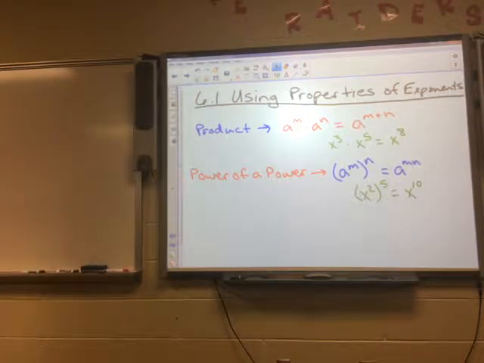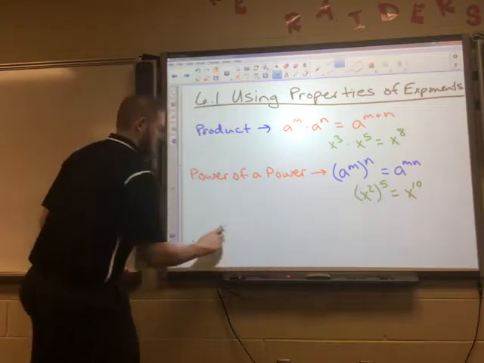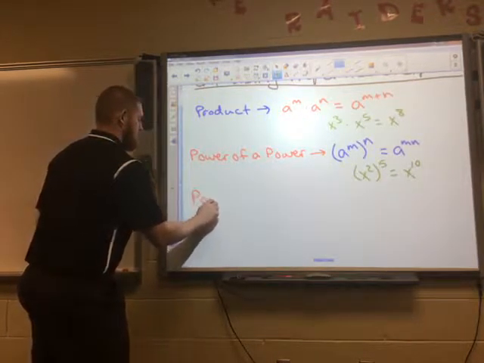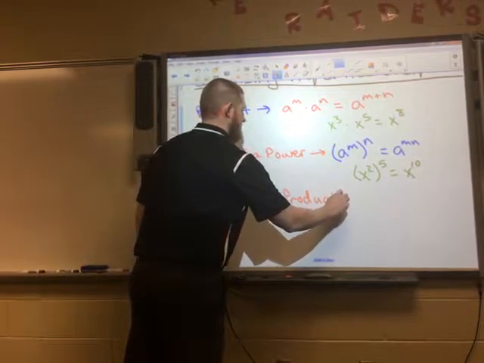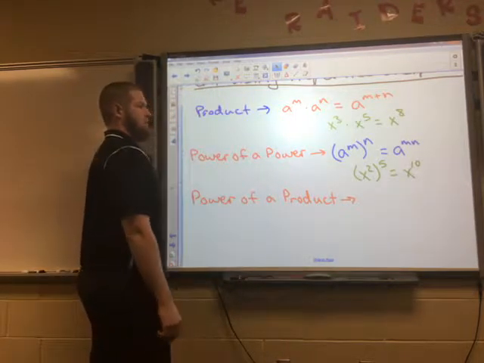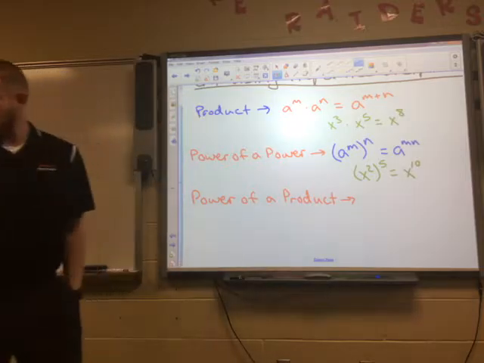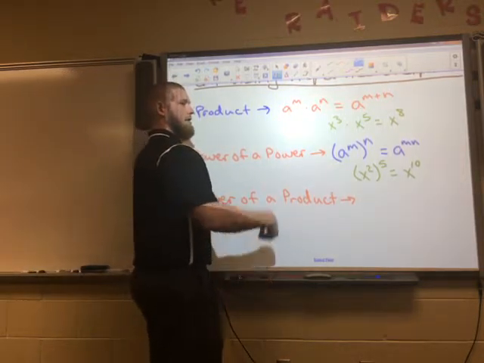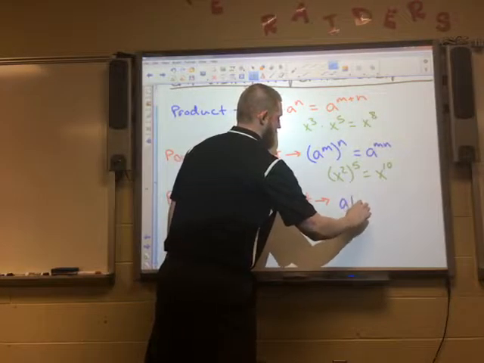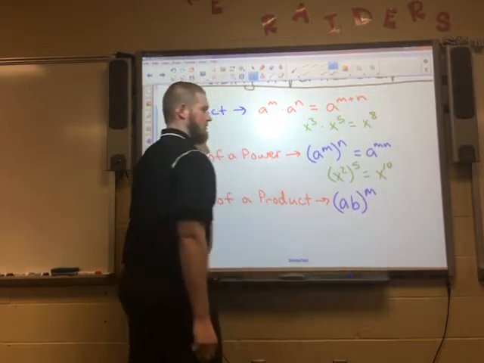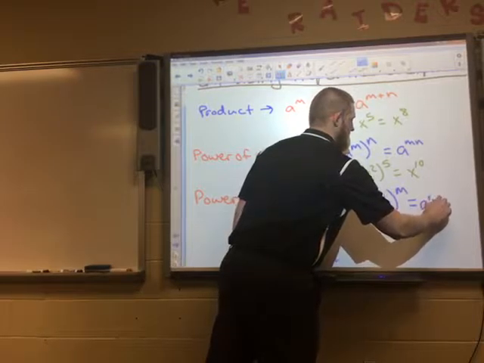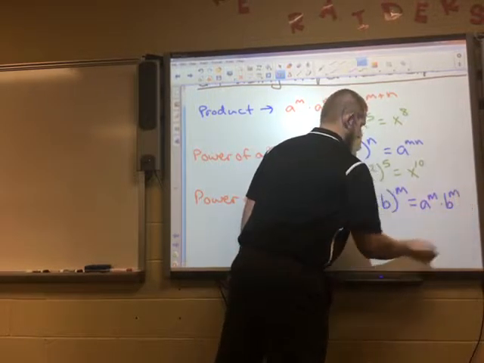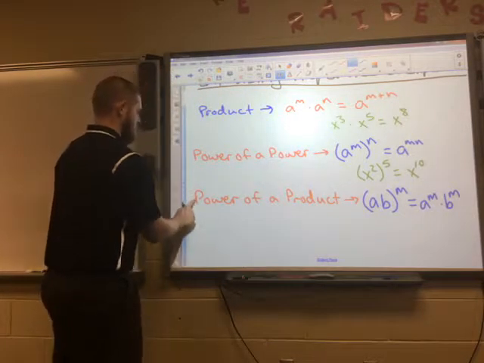The next one is the power of a product, which is when I have two things being multiplied together and then raised to the same exponent. So I have ab all to the m power. Basically, you distribute the exponent, so this would be a to the m times b to the m.